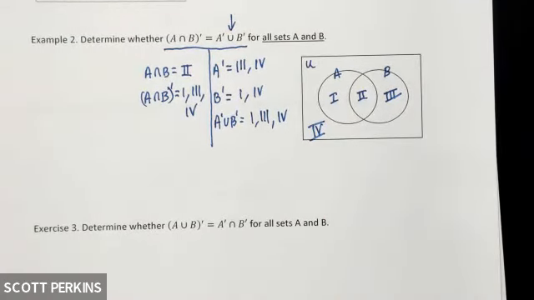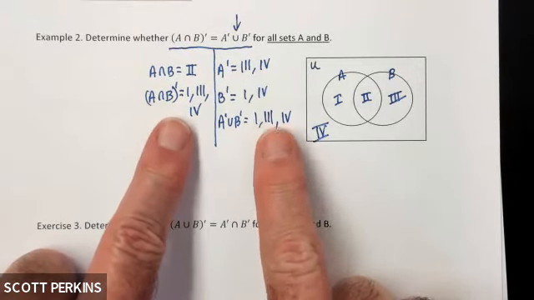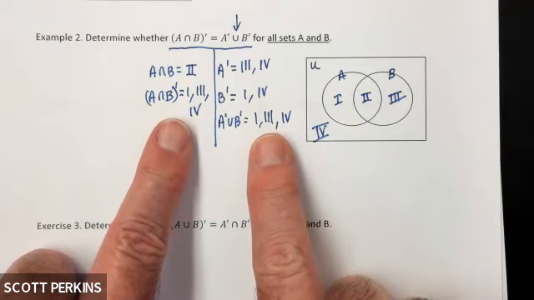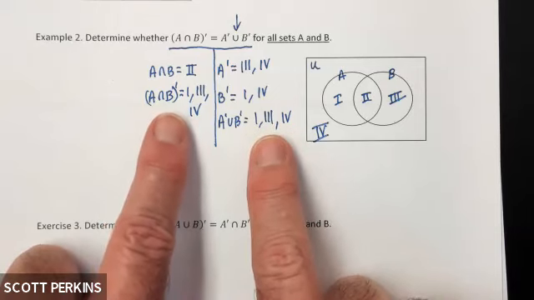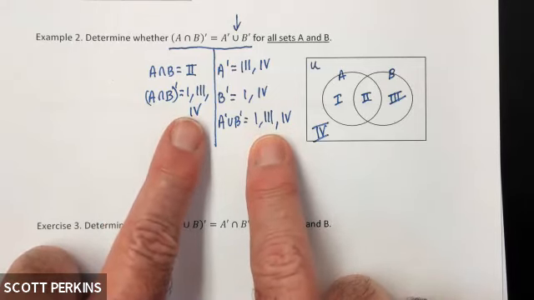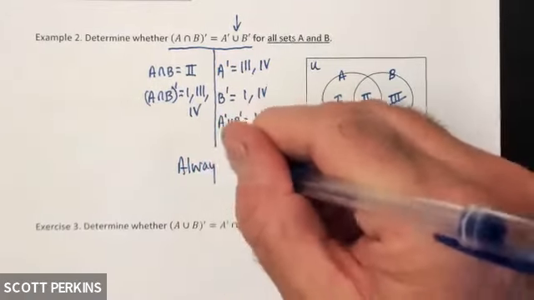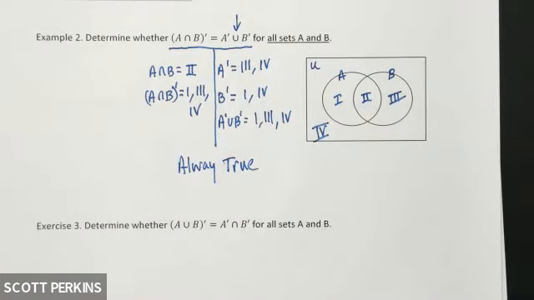So now let's look at the results: the regions that represent the left and the regions that represent the right. Are those the same, or is there any difference between them? They're the same. Yeah, 1, 3, and 4. Because they are identical, we can say this is always true. These two things are always equal no matter what sets you bring to the table.